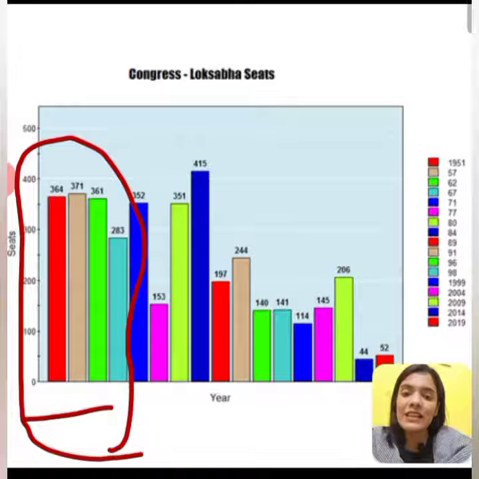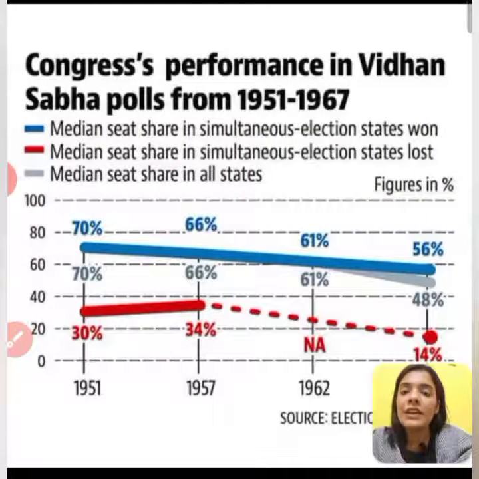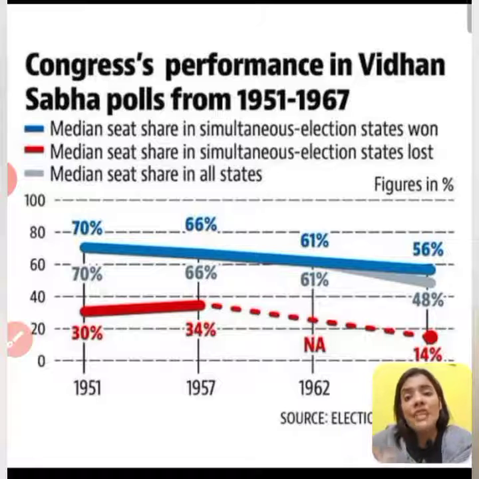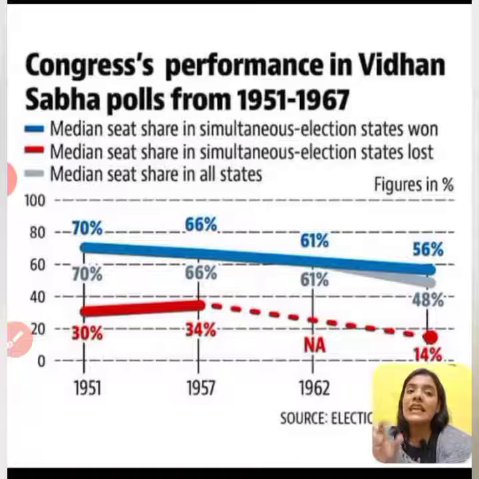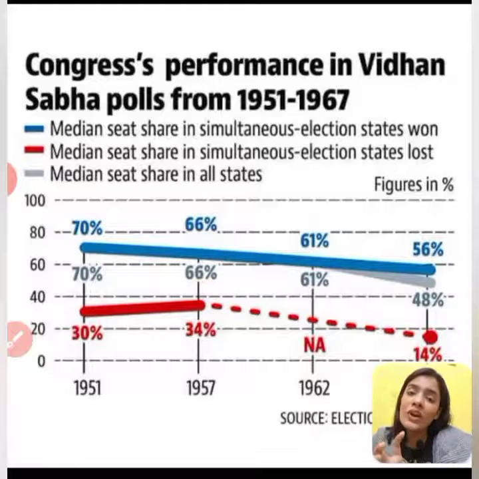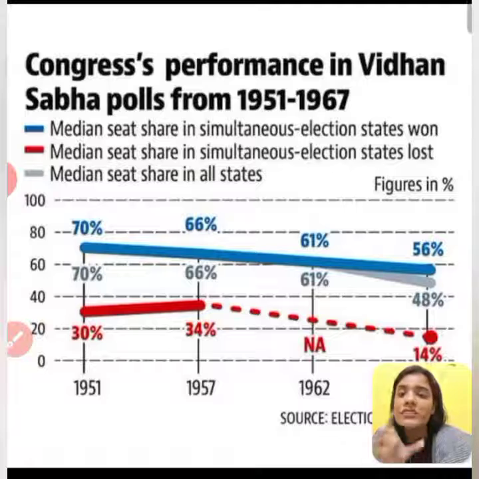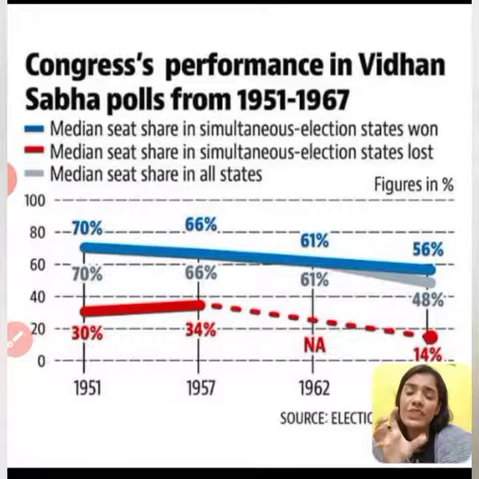But at the state level, if you see, you will find that the graph of Congress started declining. There were several other political parties who were able to challenge the supremacy of the Congress. For example, the CPI, the Communist Party of India, was able to challenge the supremacy of Congress, specifically in Kerala and Bengal. Till 1967, however, Congress was able to hold its position in the state legislative assemblies also, or in the state Vidhan Sabha elections also.